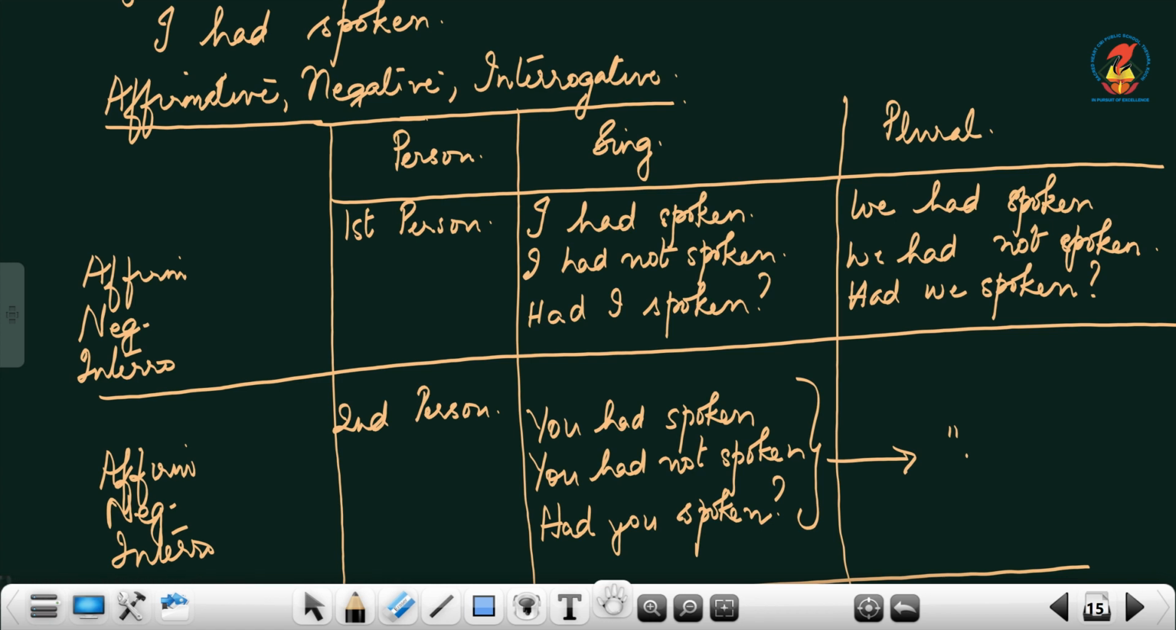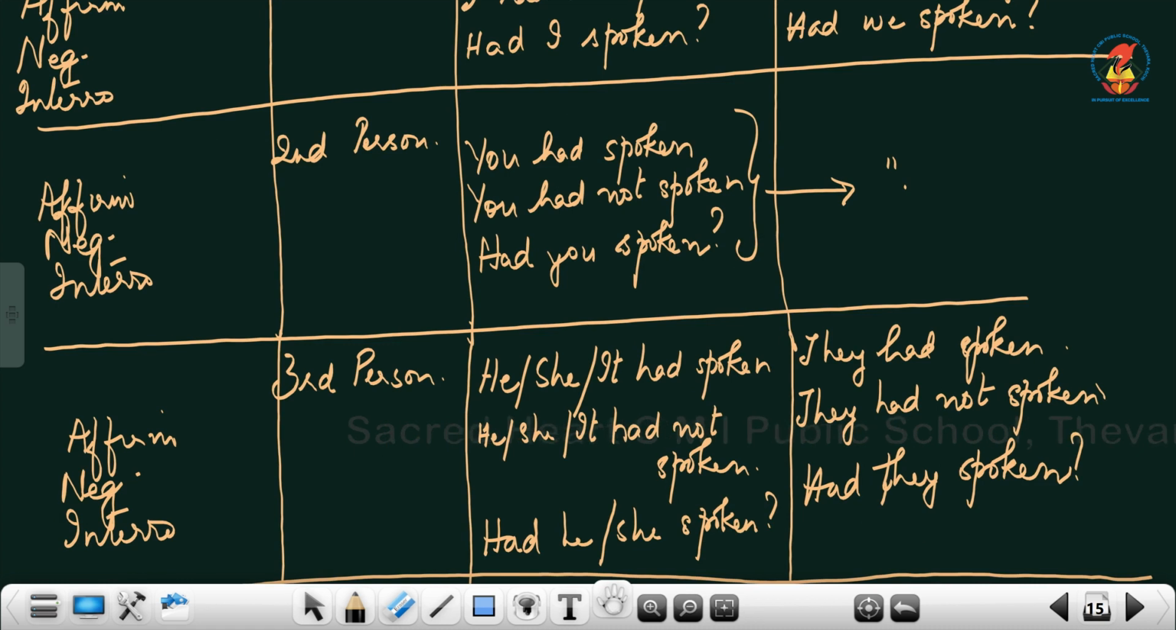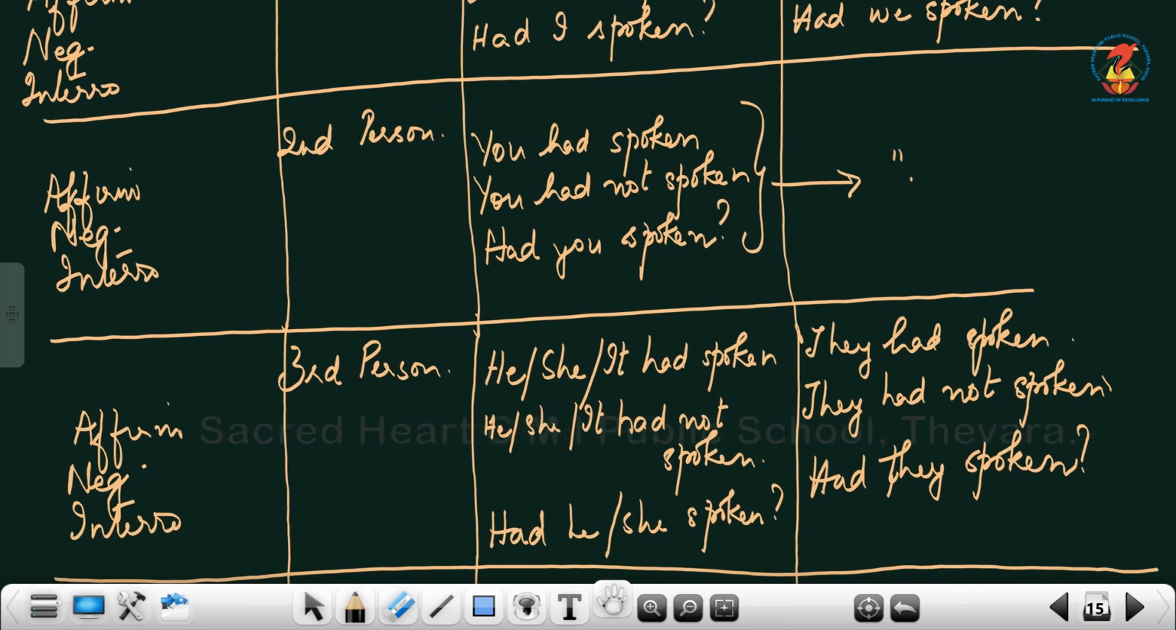Second person, you had spoken, same way it goes for the plural. You had not spoken, same way for the plural. Had you spoken, same way for the plural. Now third person. Third person, he, she, it had spoken, they had spoken. Negative, they had not spoken. And here interrogative, had he or she spoken, had they spoken.